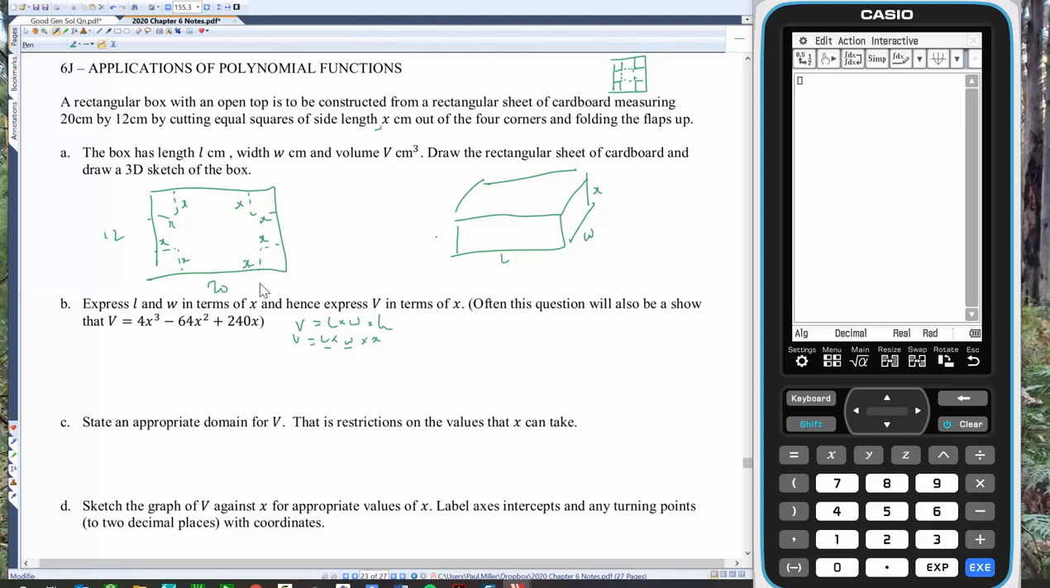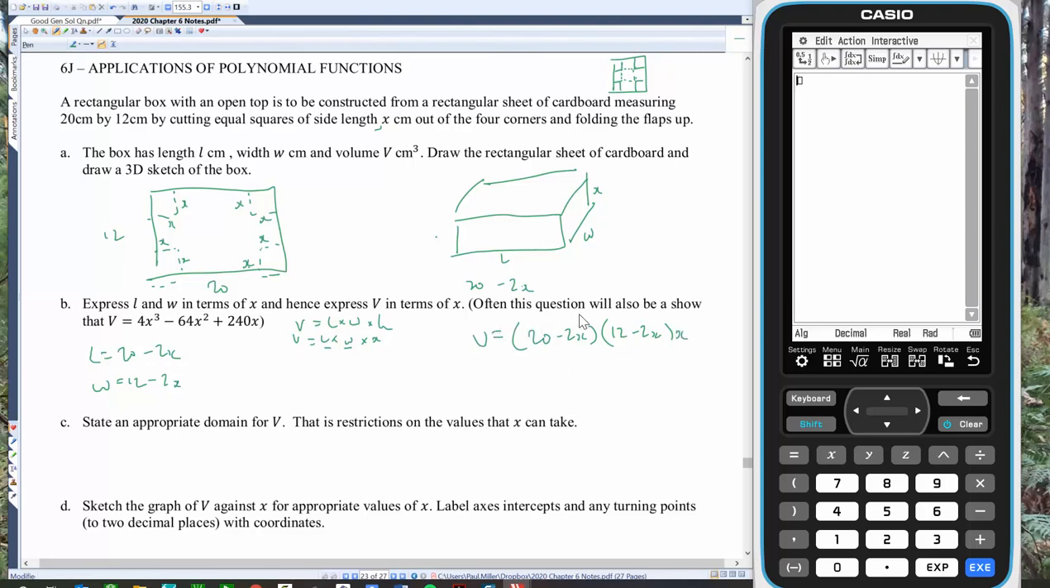Well, this is the length here, 20. When I fold it up, the actual length is going to be 20 take away whatever this value of X is here, this and this. So that's going to be the actual length of the box. So L is 20 take 2x, and width is going to be similar, 12 take 2x. Now I'm going to write my volume function. V equals 20 take 2x, that's the length, width is 12 take 2x, and the height is x.